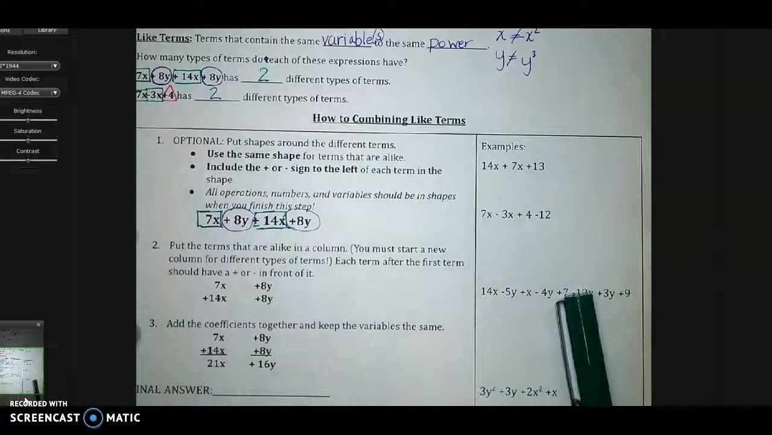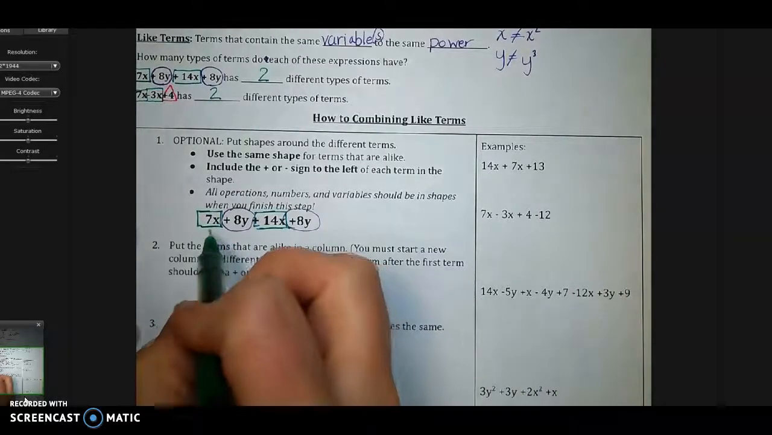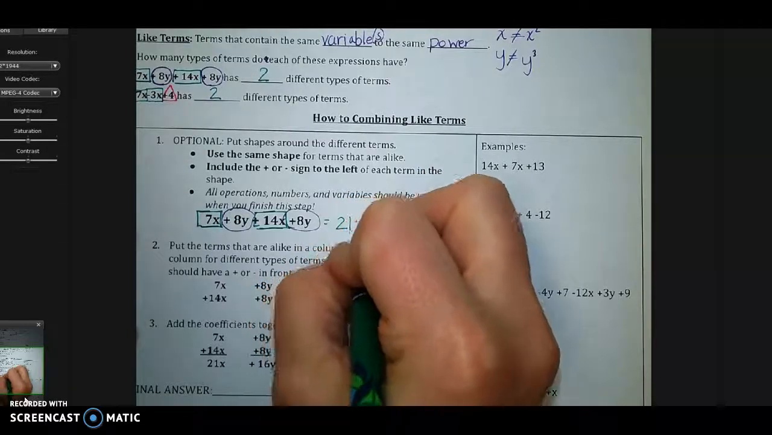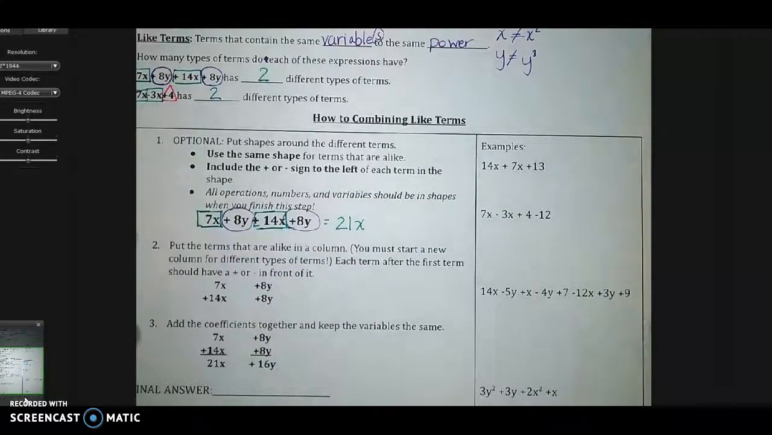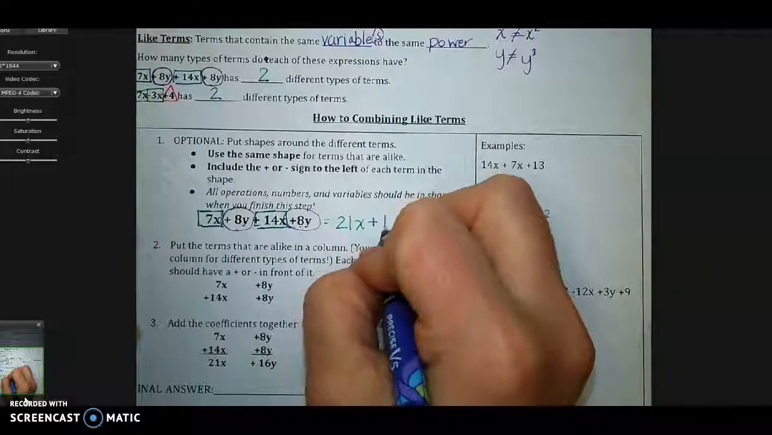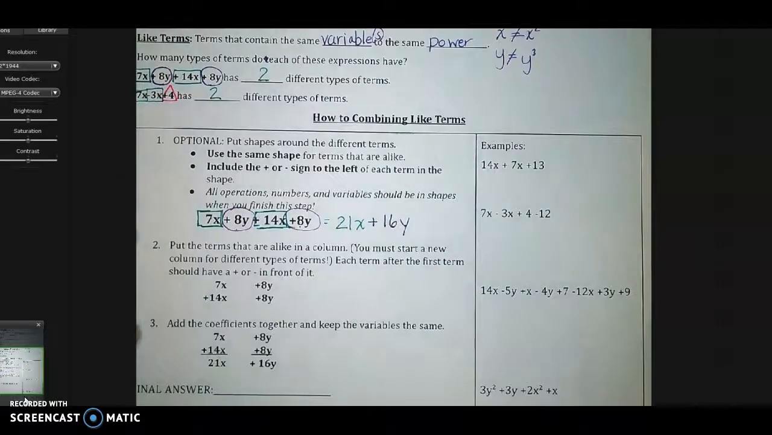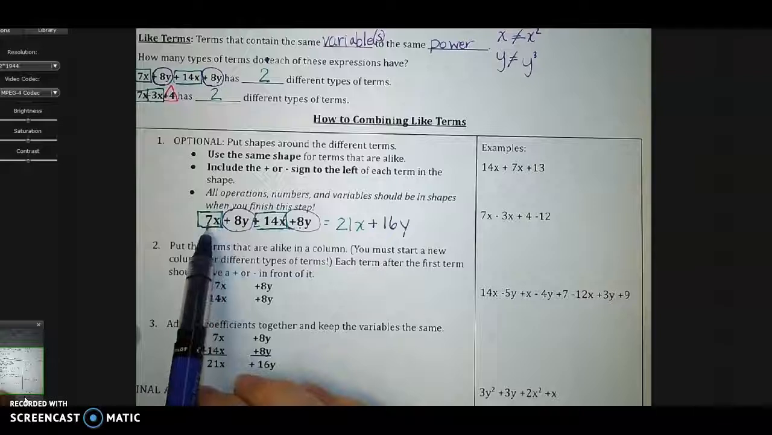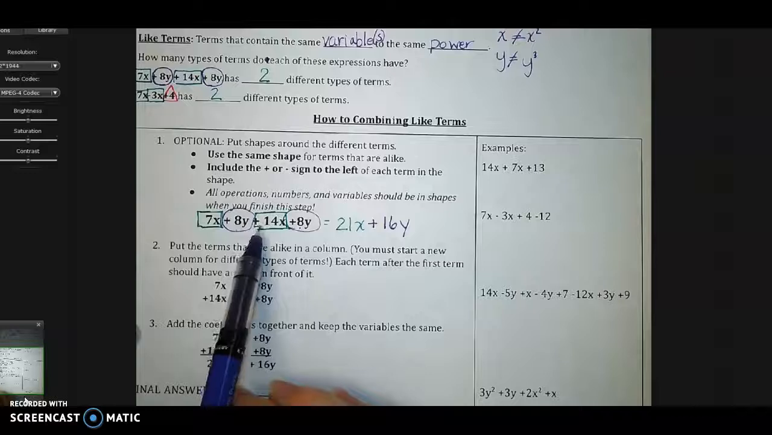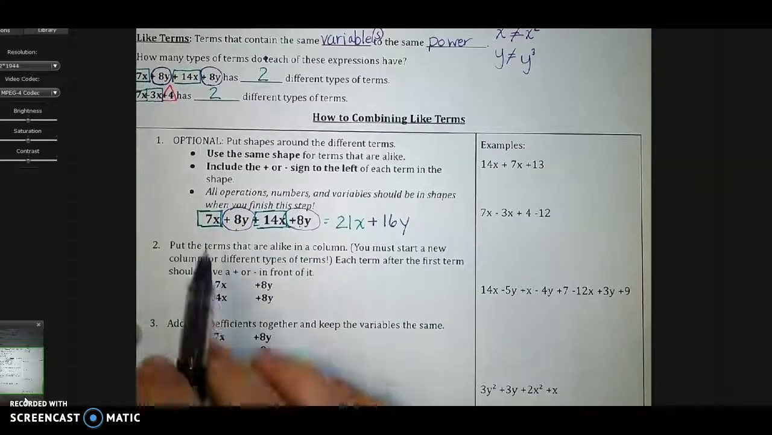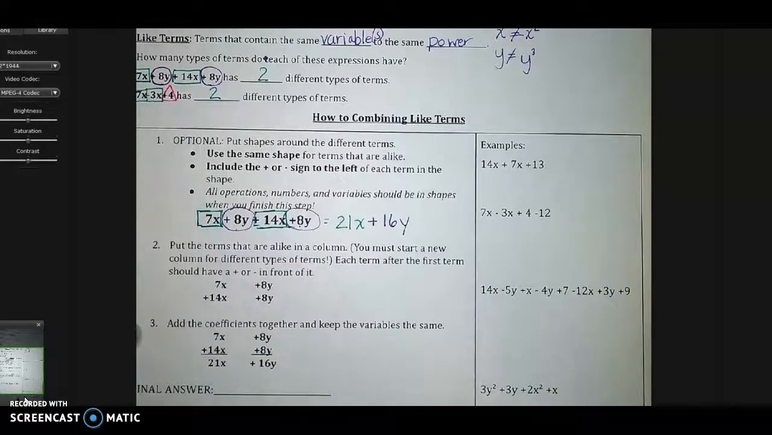Now everything in here is positive, so I just need to add them up. Well, if I had 7 x's and I got 14 more x's, that means I have a total of 21 x's. And I had 8 y's and I got 8 more, so I have a total of 16 y terms. So remember what we were looking at up there, if x happens to be 10, I need 7 of those, and so that's why I multiply that. Well, if I needed 7 of those and then I needed 14 more of those, I need 21 total. So that's why I'm able to combine those, because I'm adding them together.